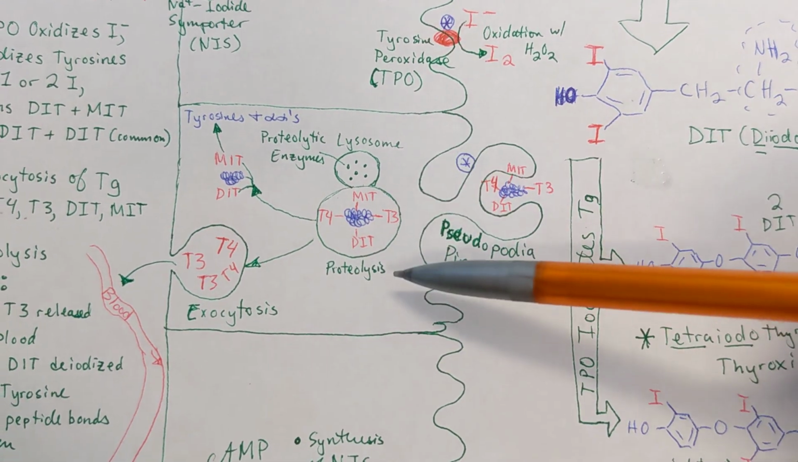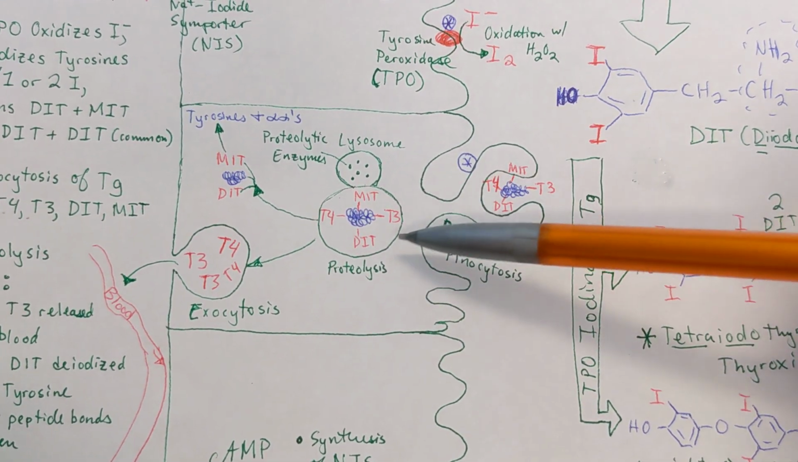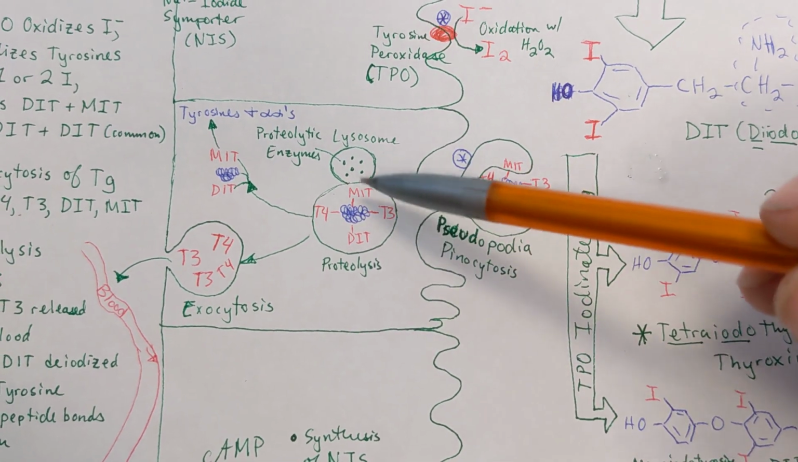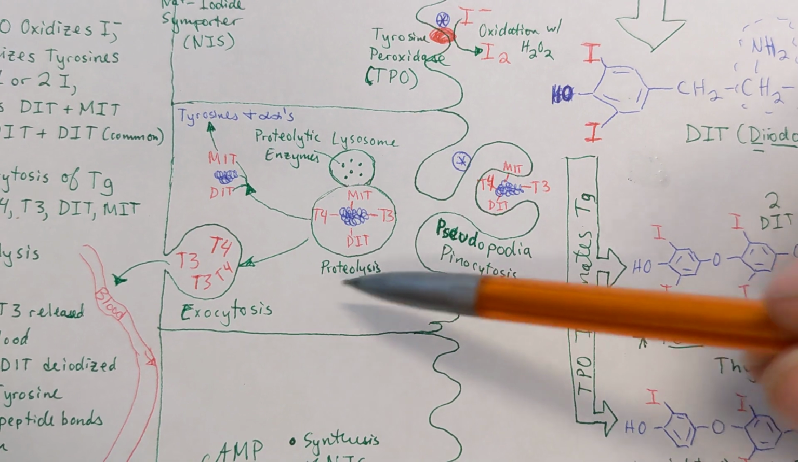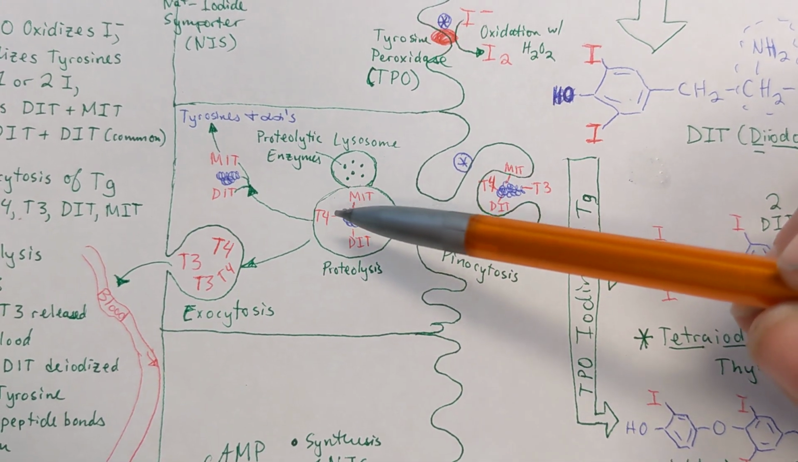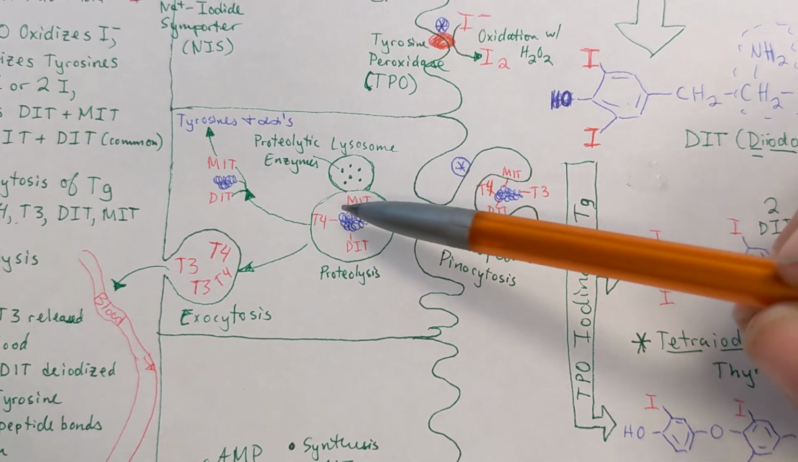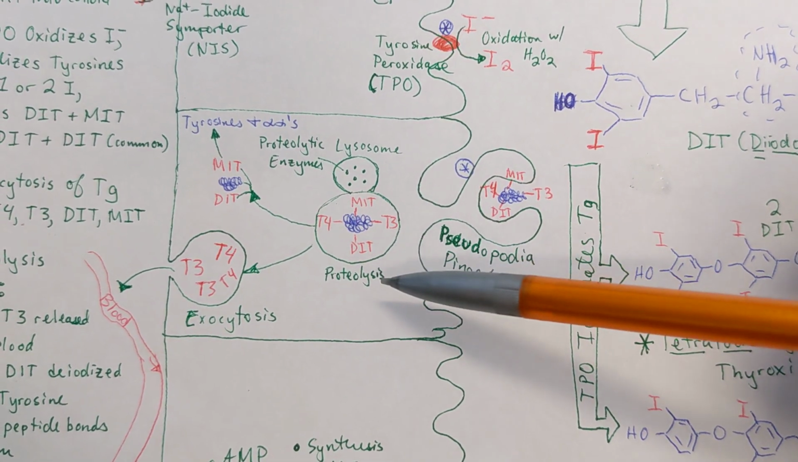okay, and lysosomes, which are circulating throughout the cytoplasm, are going to fuse to this endosome, and they are going to break down the proteins, so proteolysis. And so what they're doing is essentially cleaving the T4 off, liberating the T3, and cutting up the MIT and DIT.